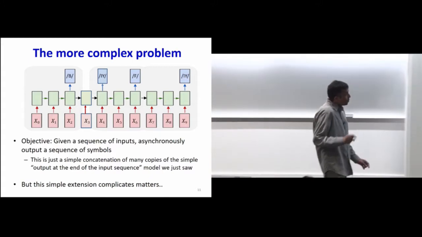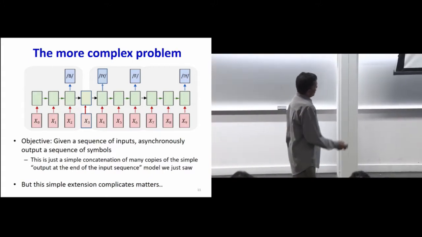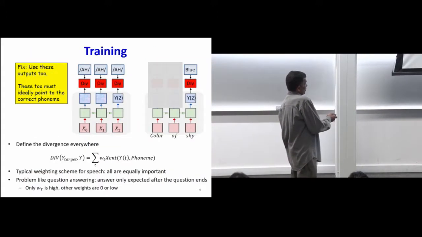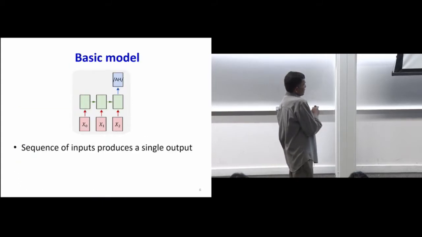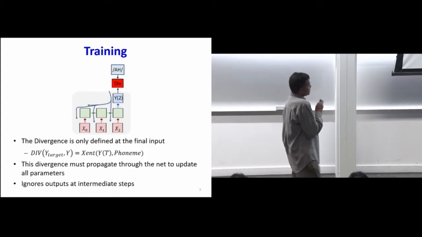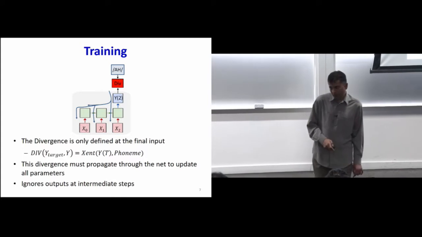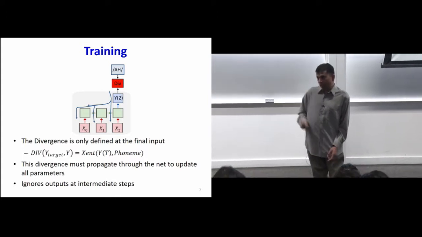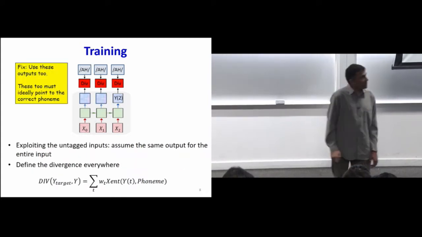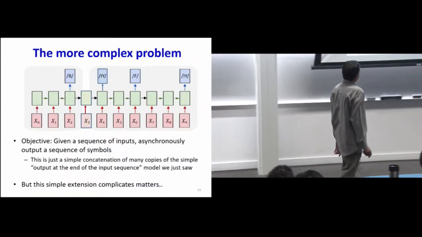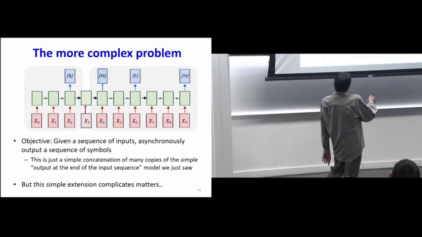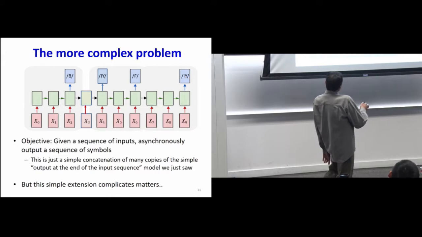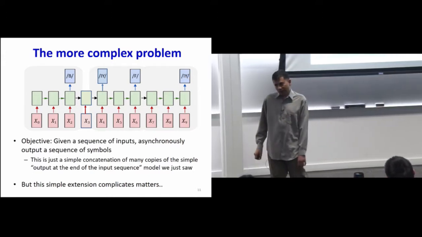So here is the more complex problem now. We've seen for the simple problem how you would actually produce the output. We've also seen how you would train the system if you're supposed to see the entire input and then get a single output. But then let's see the more complex problem where I have an entire sequence of inputs, and I must produce a sequence of outputs.